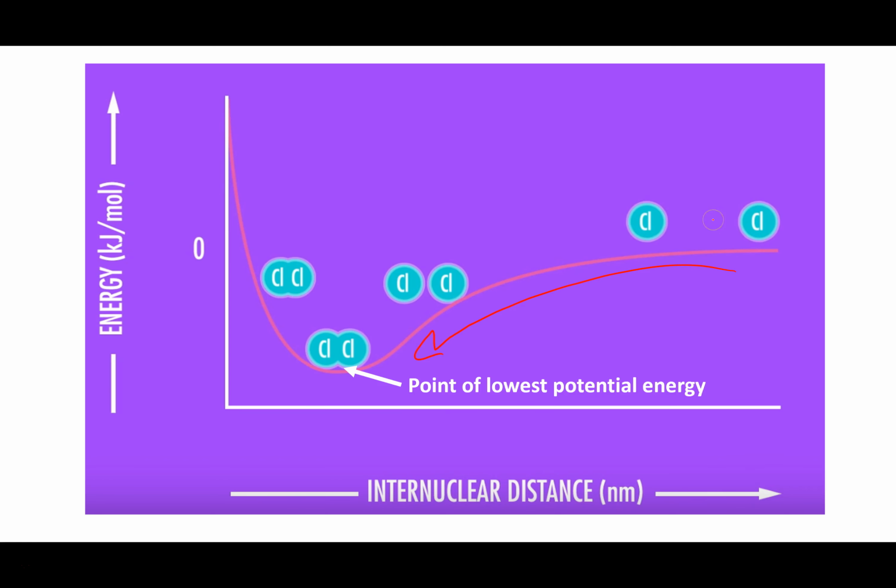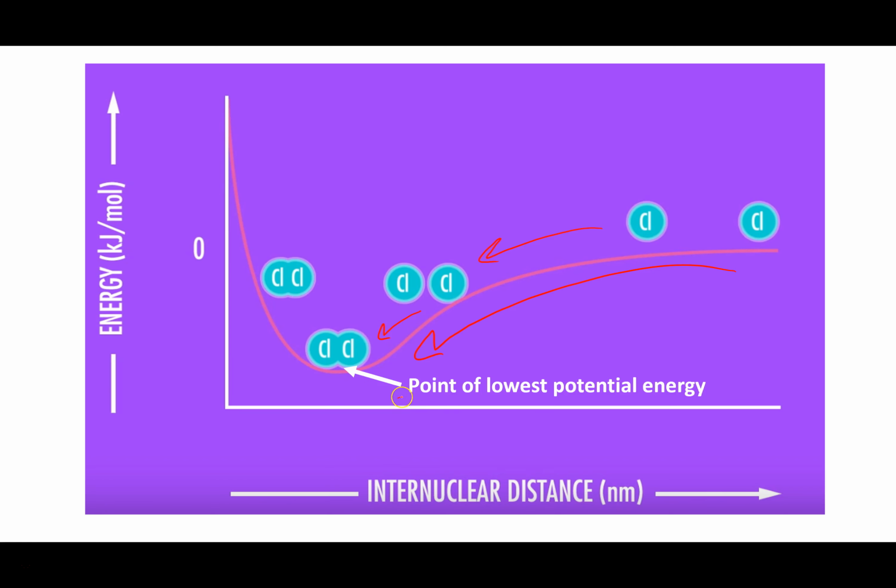So just as we saw before, this is just more of a graphical representation of this. Say we have two chlorine atoms, and they start off a certain distance apart. Well, as they come closer together, that potential energy, as you can see, is decreasing, and they come even closer together, and it's decreasing even more, right?